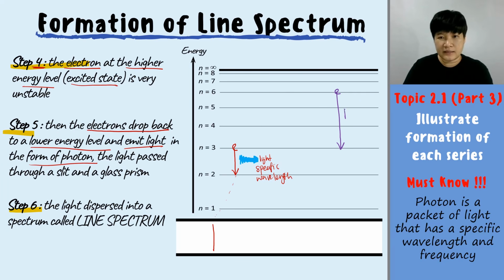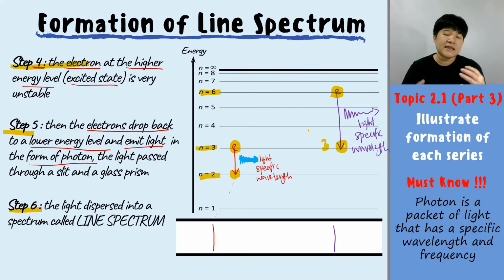Again, light is produced. This light will have a specific wavelength, which will then land on the line spectrum. That is how the line spectrum is formed. I hope you remember this. The two examples I gave are an electron from n equals 3 dropping to n equals 2, and another from n equals 6 dropping all the way to n equals 3.